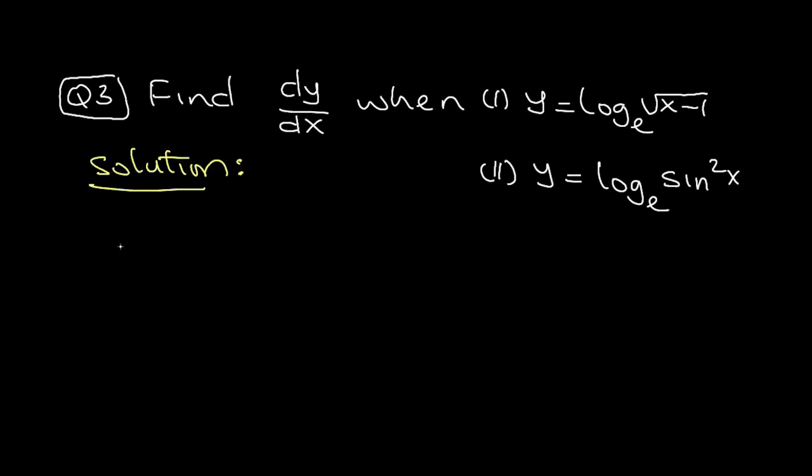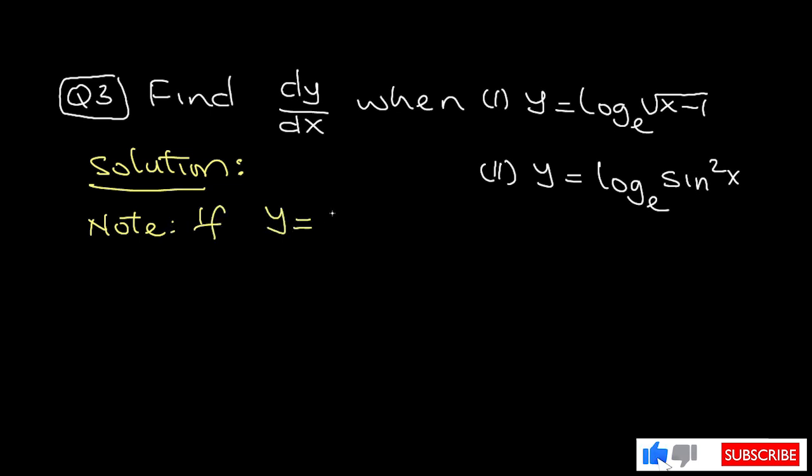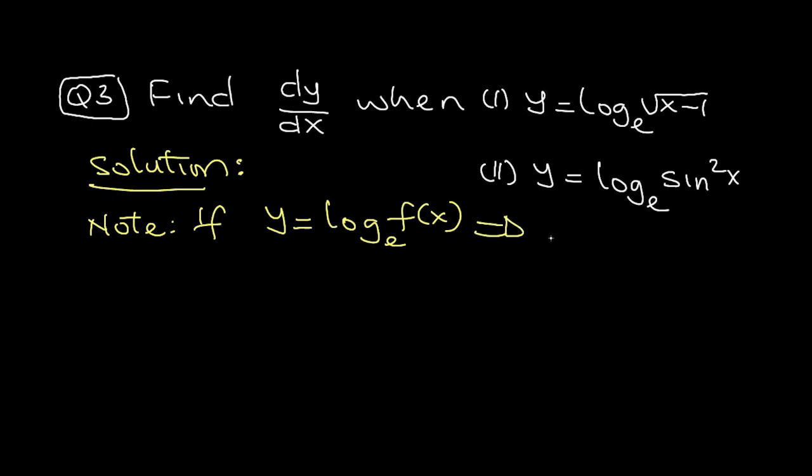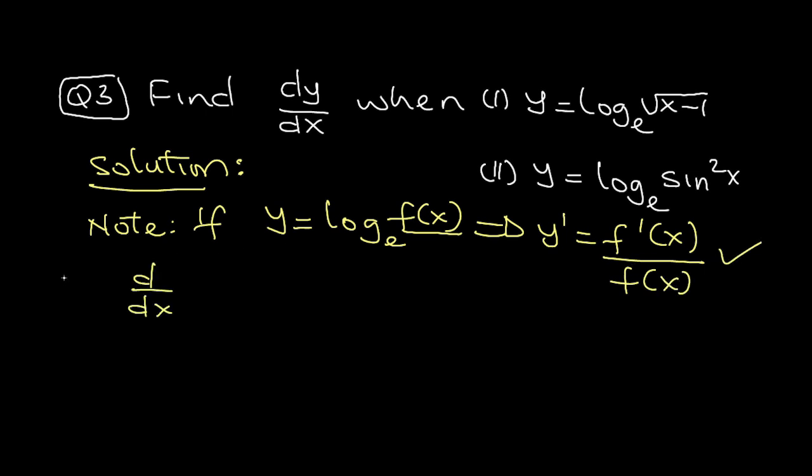So the first one, we can use this method to solve it. Note, if we have y equal to the natural logarithm of f of x, in that case the derivative or differential coefficient will be equal to the derivative of the inner function, that will be f prime of x, over the function itself. So I think this is faster. So the first one, that will be d/dx of the inner function over the function itself.